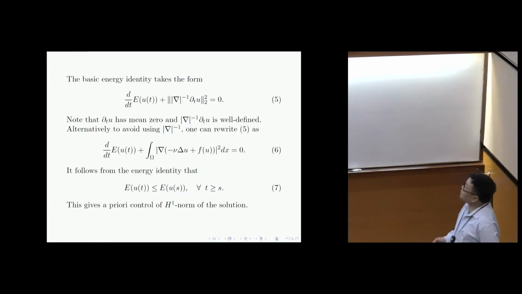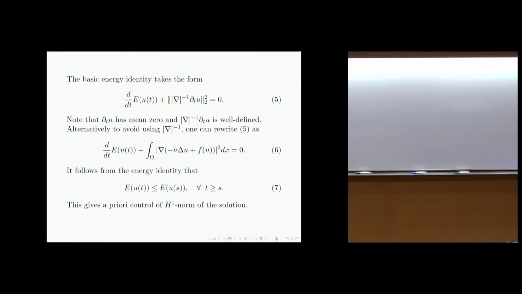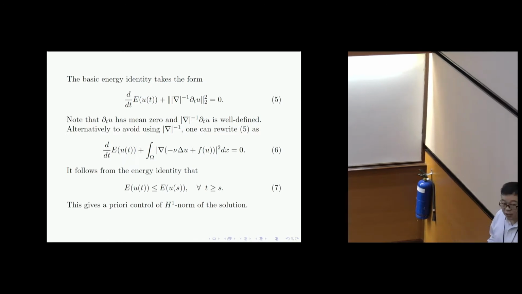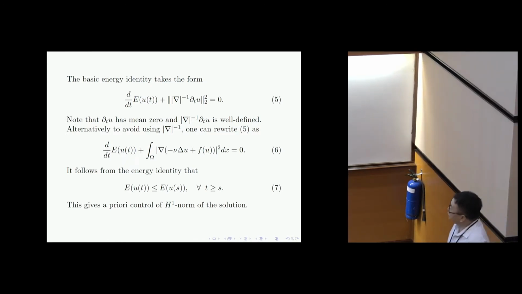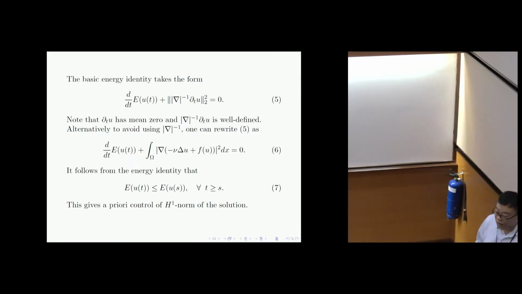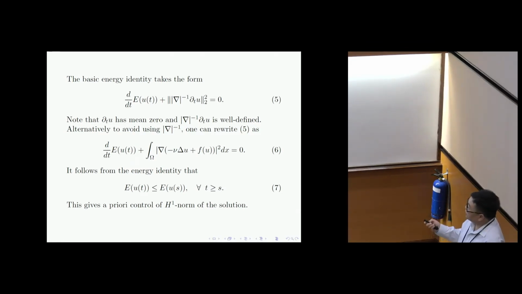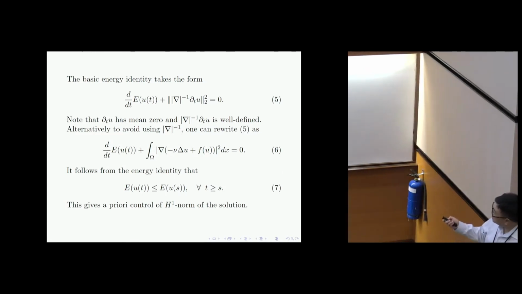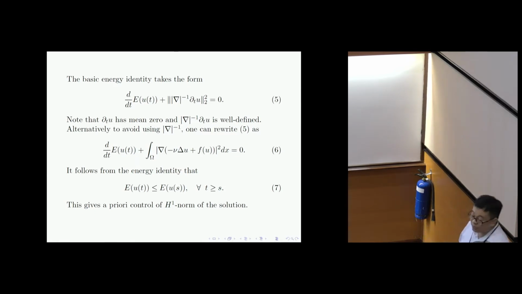The Cahn-Hilliard equation satisfies this energy identity. If you don't want to have this gradient inverse operator, then it's better to have this formula. This formula tells us that this energy is non-increasing in time. This energy identity gives us the energy non-increasing property of the Cahn-Hilliard equation. So when we design numerical schemes, we should consider this property. This energy identity also gives us a priori control of the H1 norm of the solution. In the proof of the theorem, we need to use this H1 norm control from the energy identity.